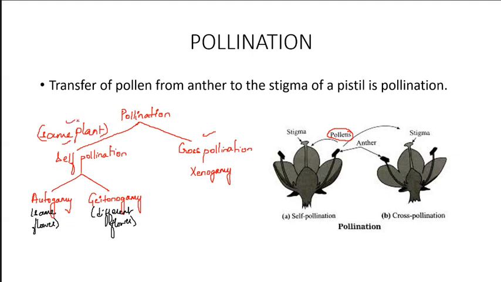And what is cross-pollination? Cross-pollination is when the pollen falls on the stigma of another flower of a different plant. When they fall on a different plant, then it is cross-pollination.